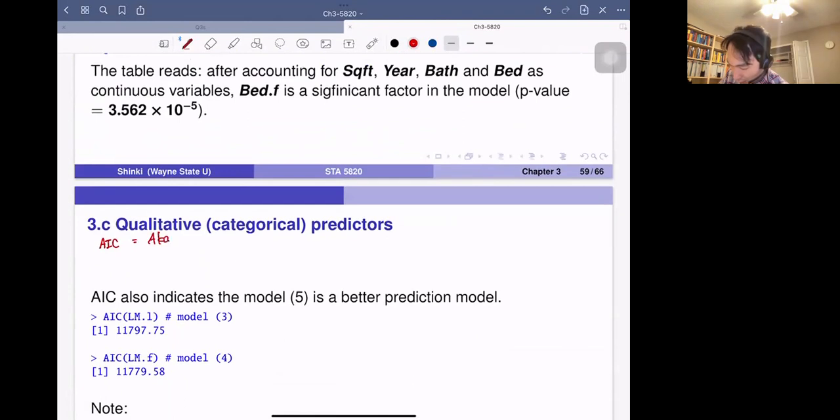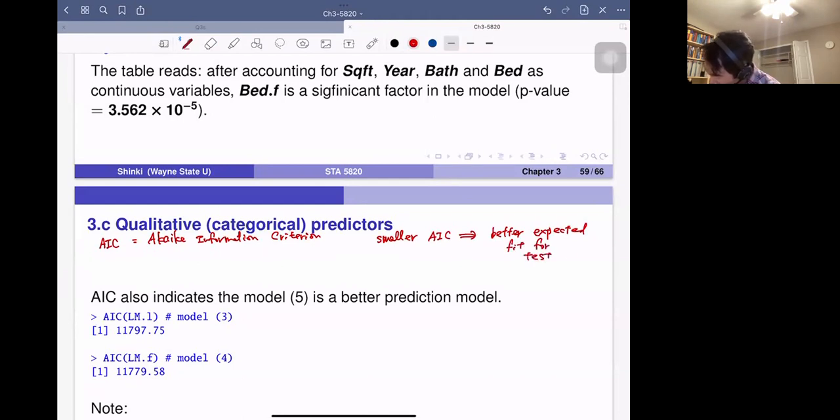Akaike Information criterion. A smaller AIC means better expected fit for out of sample, for test data. So the point is for the test data.